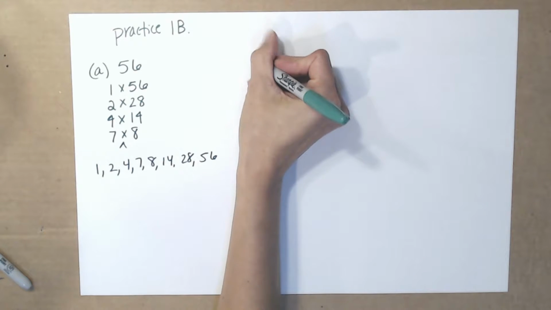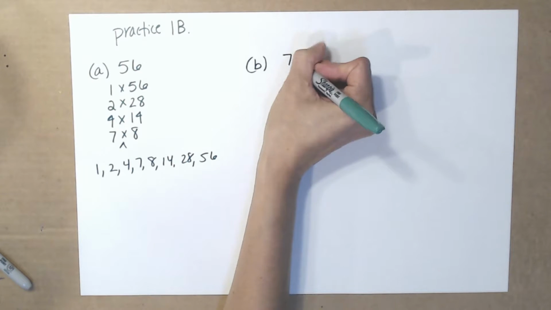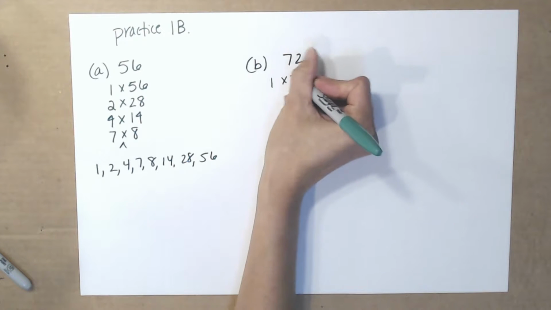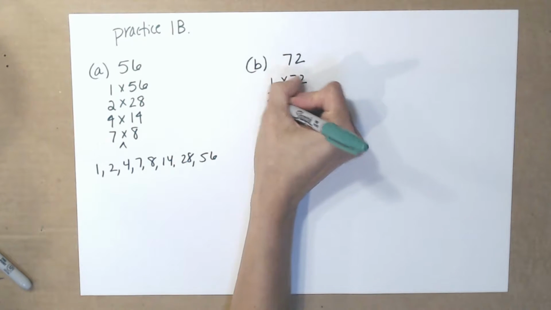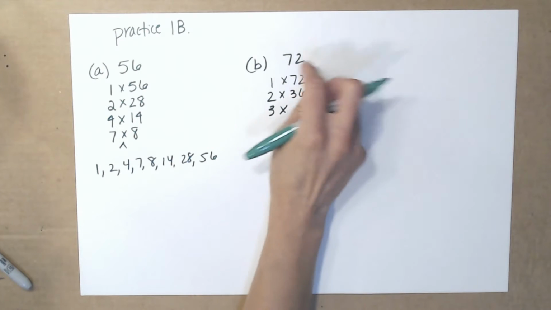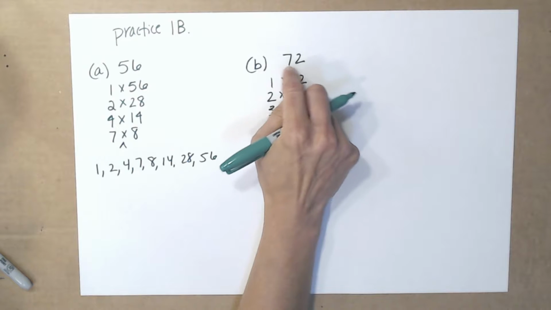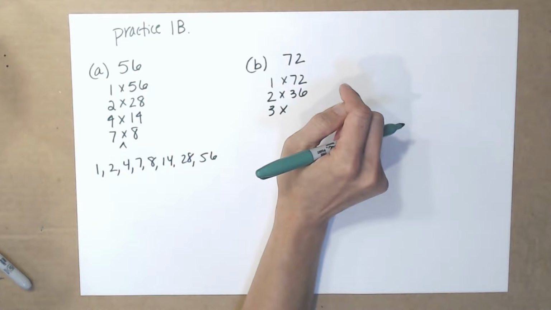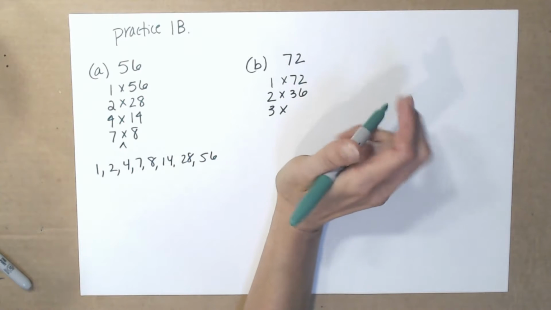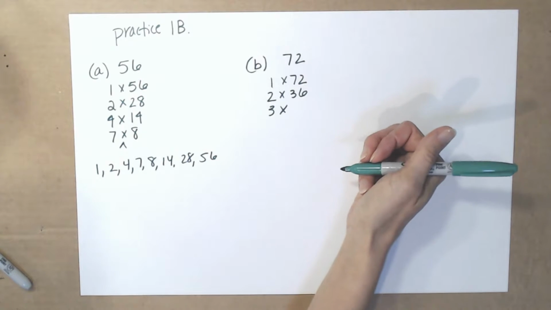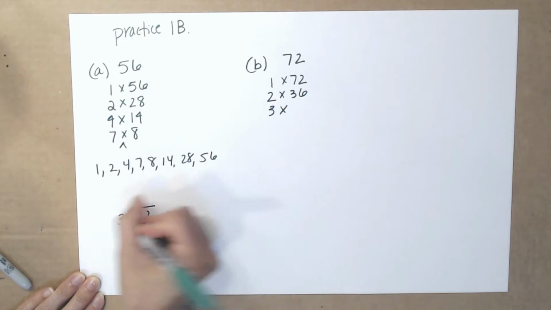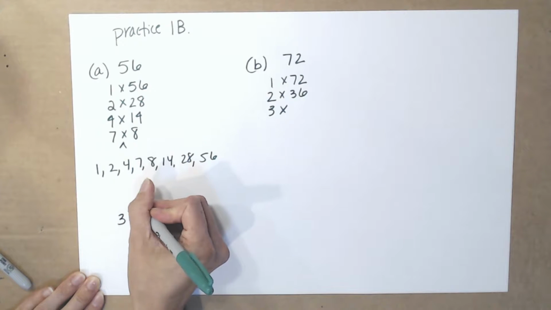Let's do another one, 72. So again, we start with 1 times 72, 2 times 36, 3 times, I know 3 is a factor because 7 plus 2 is 9. 9 is divisible by 3, so the number 72 is divisible by 3. If I don't know what it is, I can go off to the side and do some division. 72 divided by 3.